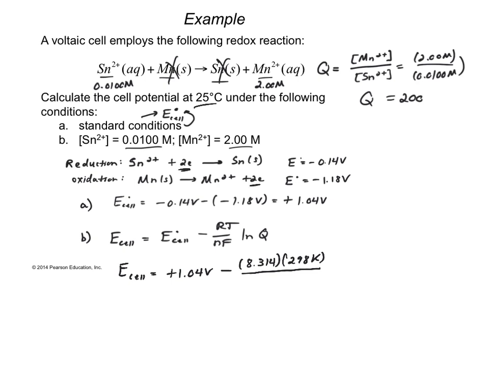Number of moles of electrons. What is it particularly for this one? 2, right? So this is going to be 2 times 96485, Faraday's constant, ln of 200. When I multiply this together, I end up getting a positive 1.04 minus, I don't even know what happens there. So when everything happens, we come back, everyone's super excited. It ends up being 0.97 volts.